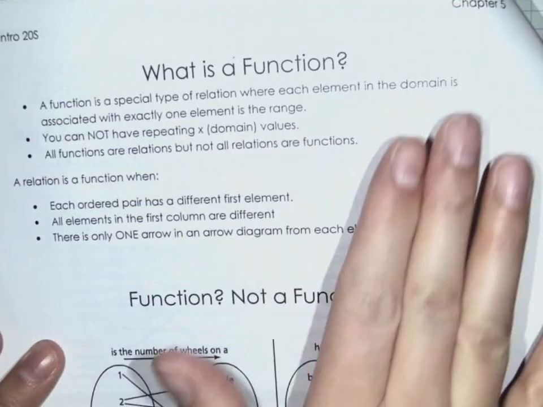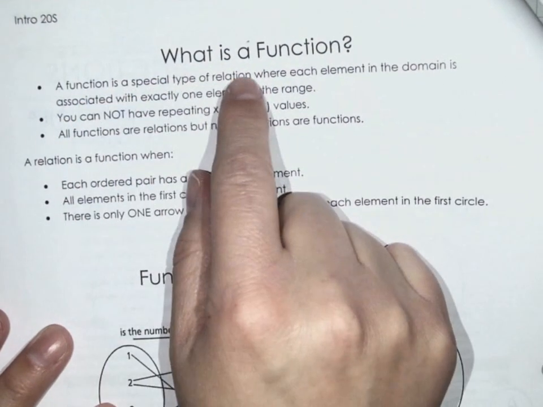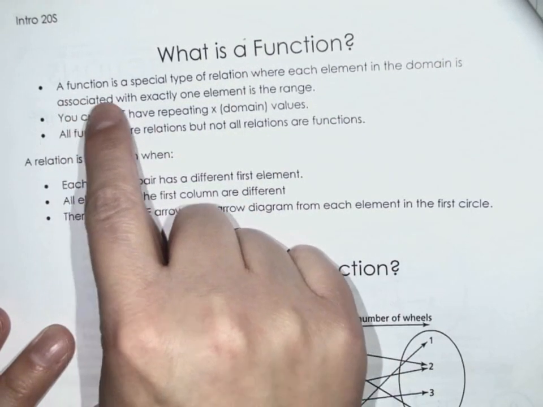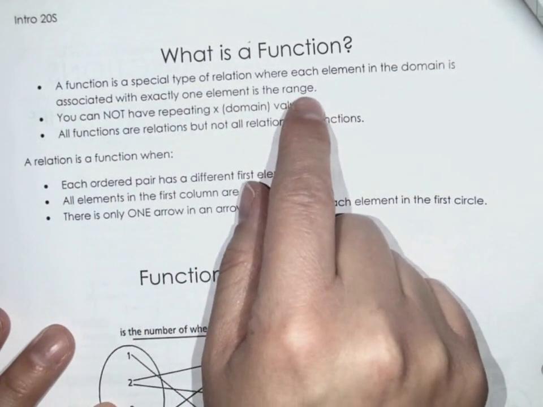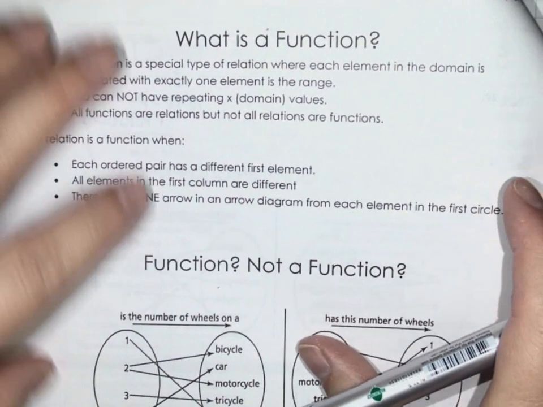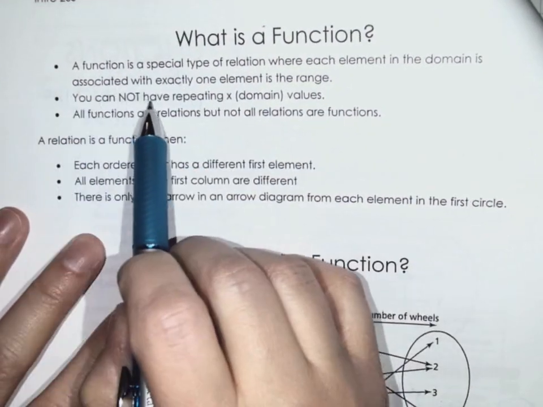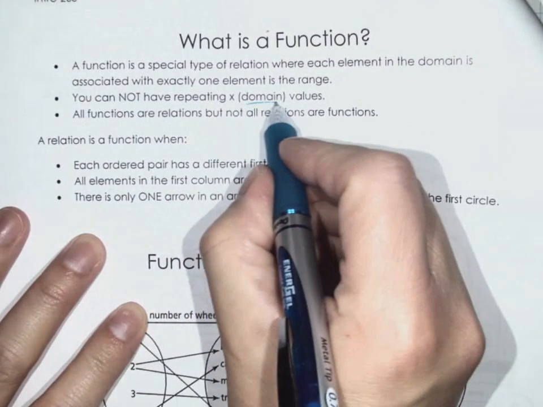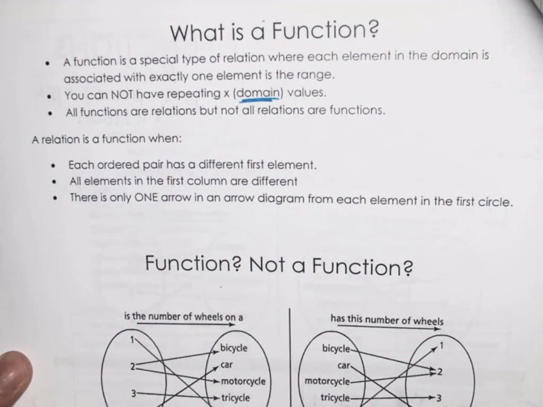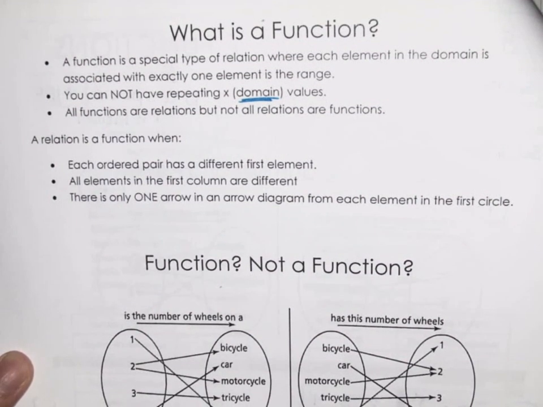So what is a function? A function is a special type of relation where each element in the domain is associated with exactly one element in the range. Let me say this in the next bullet. You cannot have repeating domain values. You cannot have anything in your set 1 repeat. All functions are relations, but not all relations are functions.